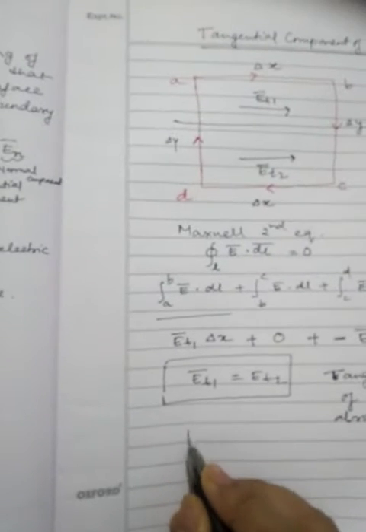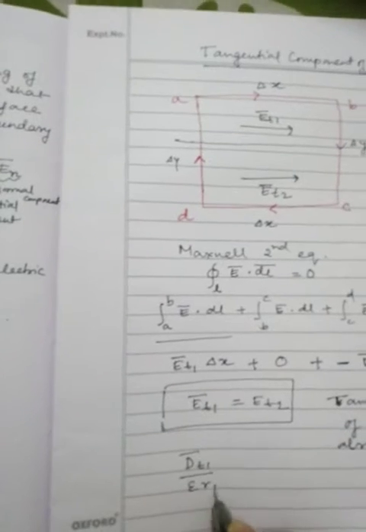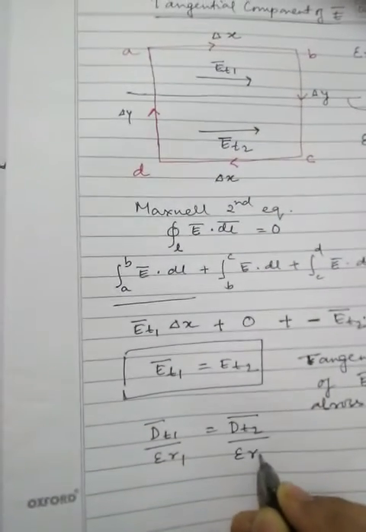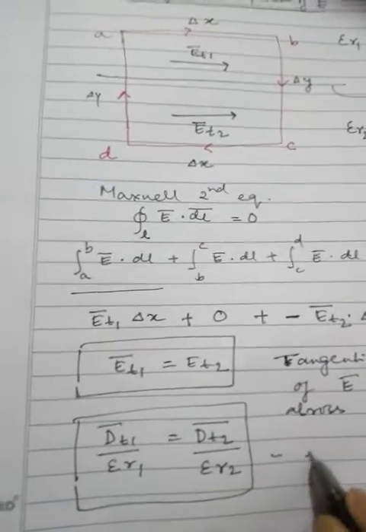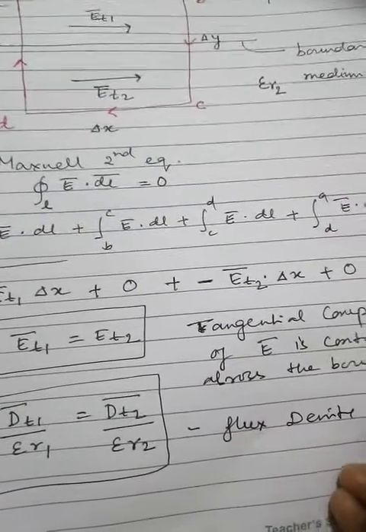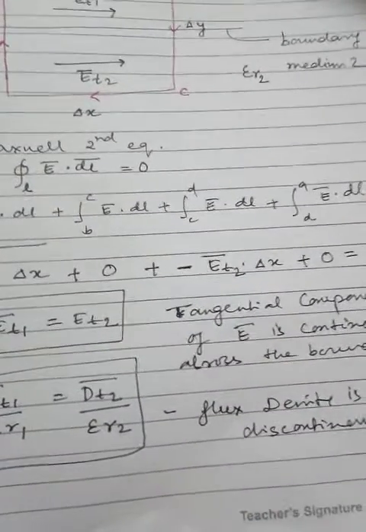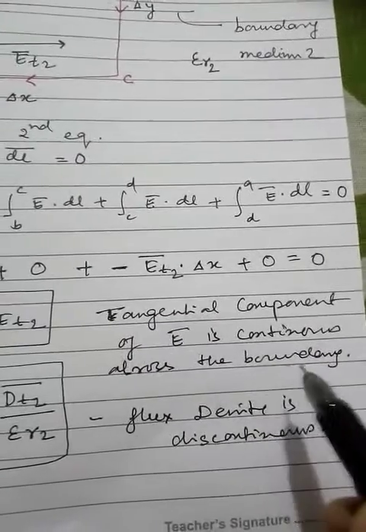Okay, now we can write ET1 as DT1 divided by epsilon R1, and this can be written as DT2 by epsilon R2, as we know the relation between E and D. So D, that is flux density, is not continuous. Electric flux density is discontinuous at the interface, but electric field intensity is continuous at the interface.